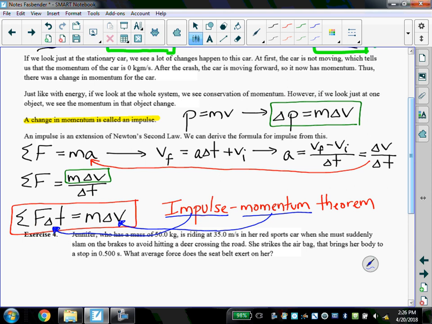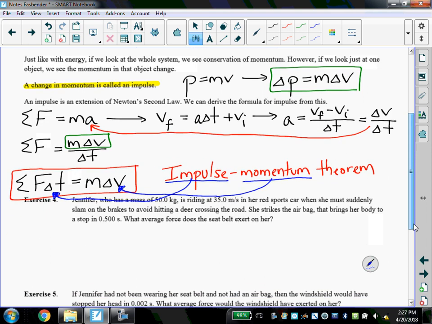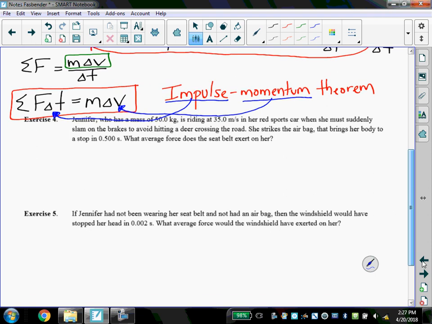So if I ever ask you to calculate an impulse, you could calculate it by doing F net times delta t. But since F net delta t is the same thing as m delta v, you could use that to calculate an impulse as well. Same thing with a change in momentum. If I ask you to calculate a change in momentum, you could find that by doing mass times change in velocity. But since that is the same thing as F net times delta t, you could do that as well. Okay? The impulse momentum theorem says that those two things are the same.